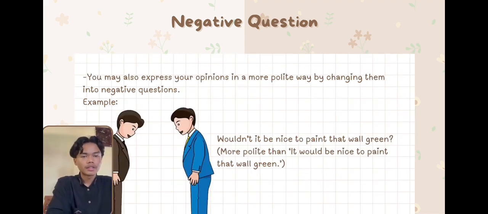Next, you may also express your opinion in a more polite way by changing it into a negative question. For example, wouldn't it be nice to paint that wall green? More polite than it would be nice to paint that wall green. Jadi, Anda juga dapat mengungkapkan pendapat Anda dengan cara yang lebih sopan dengan mengubahnya menjadi pertanyaan negatif. Seperti contoh, bukankah bagus untuk mengecat dinding itu dengan warna hijau? Pernyataan tersebut lebih sopan daripada alangkah baiknya mengecat dinding itu dengan warna hijau.